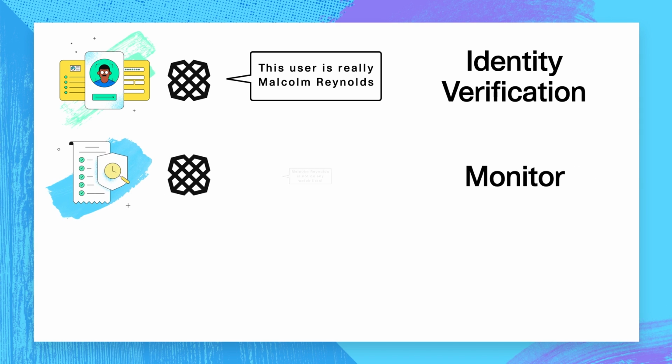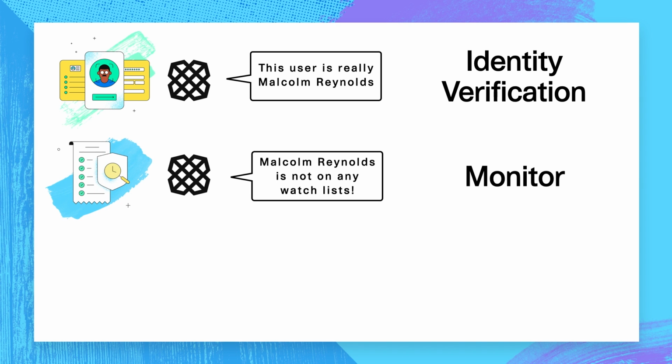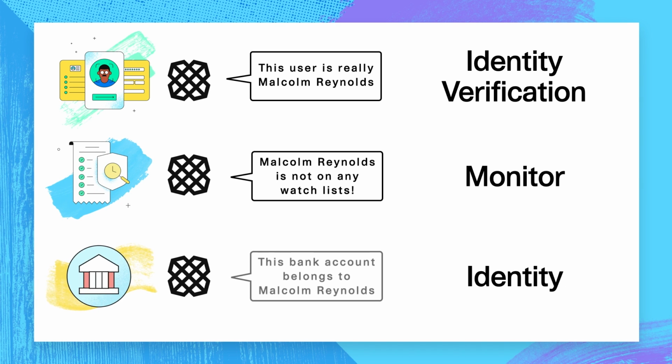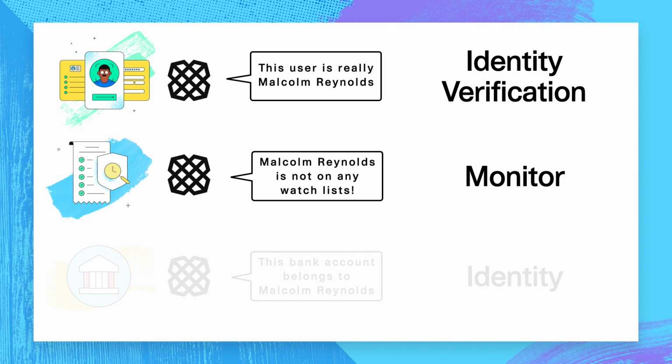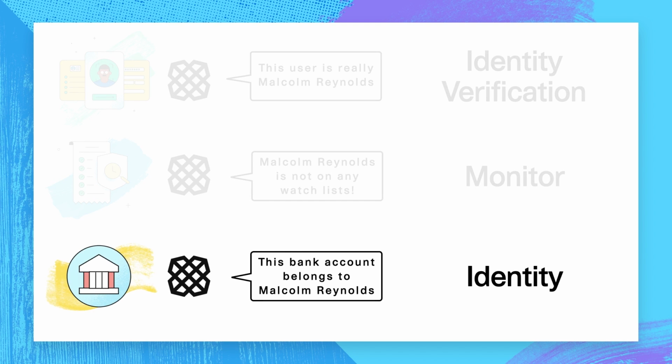Monitor makes sure you're legally allowed to do business with this person, and Plaid Identity retrieves the name of the owner of a specific bank account. Taken together, Identity Verification and Monitor can be used to power your KYC solution, whereas Identity is an additional security measure to make sure your user is actually connecting to a bank account they own.